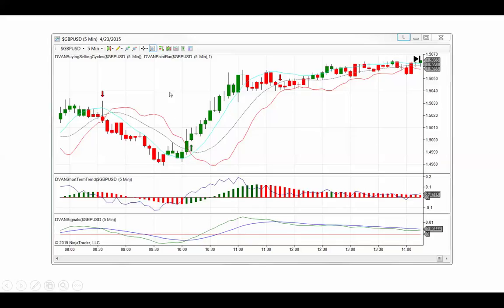Let me show you exactly with arrows what we're talking about. This is the short indication given by a red arrow, DVAN signals crossing below, red histogram, red price bars, and we see this blue line, the leading line in the short-term trend, also confirming that trade. Conversely, on the upside, we see the same thing happening a little bit after 10 a.m.